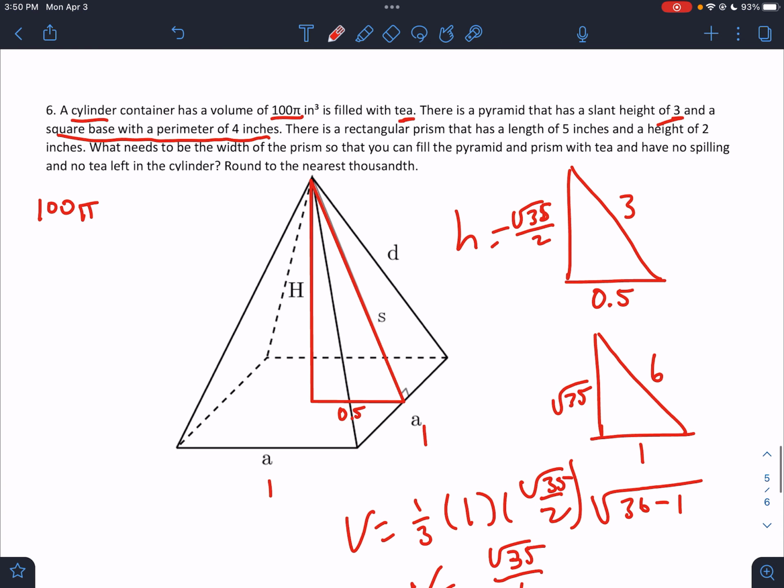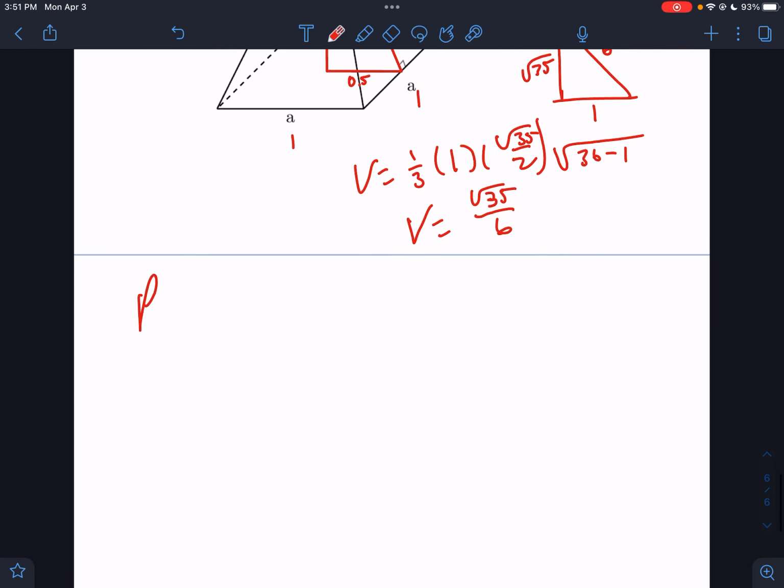So here's what's going on. We have a cylinder with tea. We pour tea into the pyramid until the pyramid's totally full. And then there's a rectangular prism that's 5 by 2 by something. So the volume of a prism is length times width times height.